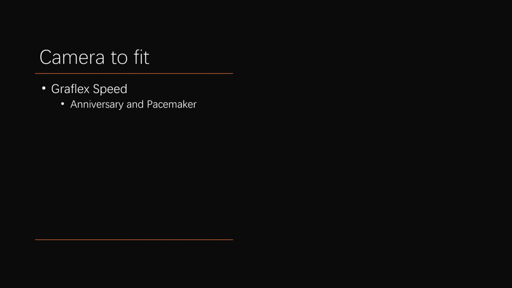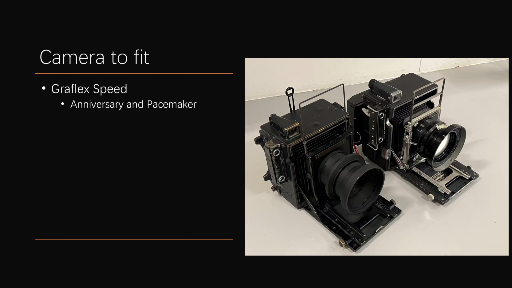Okay, so assume you want to buy one. What cameras can you fit it to? As the name tells, the Grafnoct is for a Graflex camera. There are 2 versions of Graflex speed cameras: one is called the Anniversary version, and one is called the Pacemaker. They both can reach a 1,000th of a second shutter speed, which is very useful for this kind of fast lens.